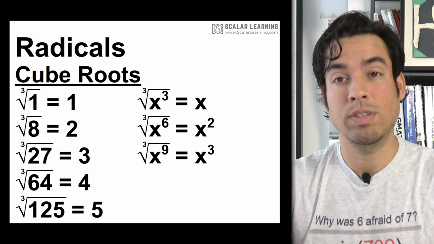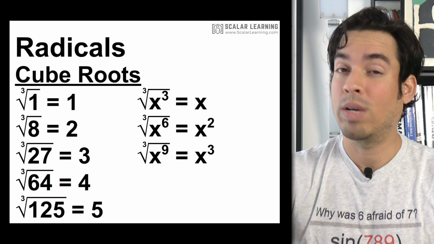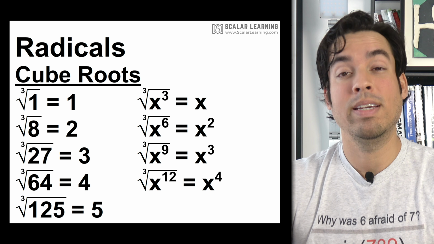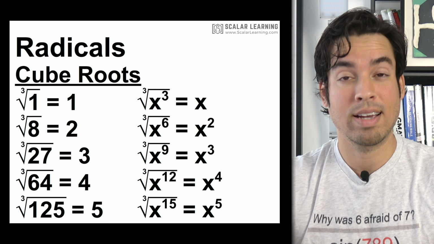And if you're not sure if this is right, again, always double check. What's x cubed times x cubed times x cubed? We add all three of those exponents, we get x to the 9th. The cube root of x to the 12th would be x to the 4th. And last but not least, the cube root of x to the 15th would be x to the 5th.